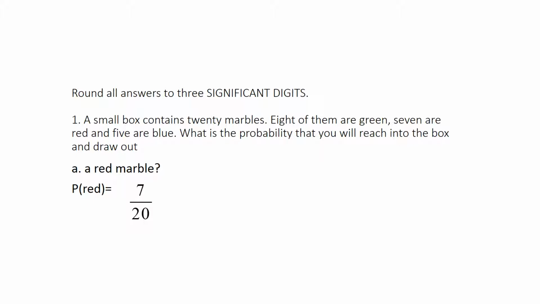To answer this question, you use the definition of probability, which is successes divided by outcomes. The number of successes is 7, and the total number of outcomes is 20. The answer is 7 out of 20.